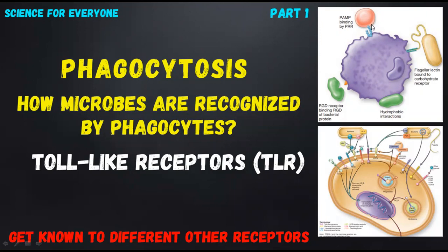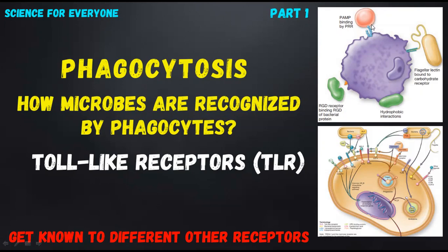Today the topic is related to immunology, and the title of my today's lecture is Phagocytosis. The main concern is how microbes are recognized by phagocytes. This lecture consists of two parts. In the first part, I will discuss how the phagocytosis process begins and how the microorganisms interact with the immune cells.